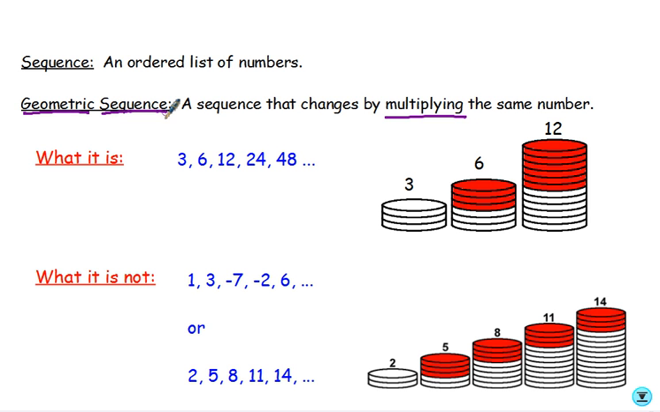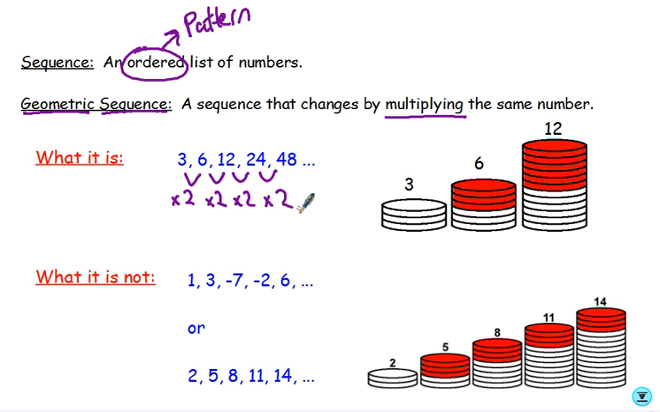So it's still a sequence because it's ordered. It has a pattern. It's just the pattern's a little bit different, right? So the pattern in this case is that it changes by multiplying by the same number each time. So times 2, and so on. So again, it's not random, right? This is not a sequence, right? Because it's random, so it's not a sequence. And then something like this is a sequence, but it's not geometric, right? In this case, because you're adding by the same thing.